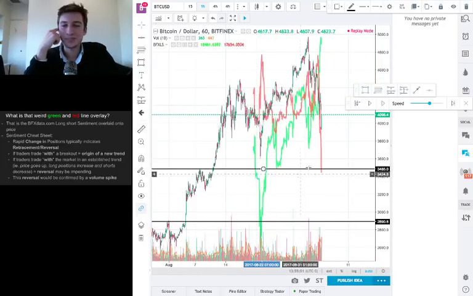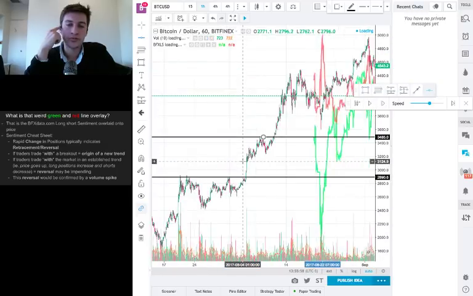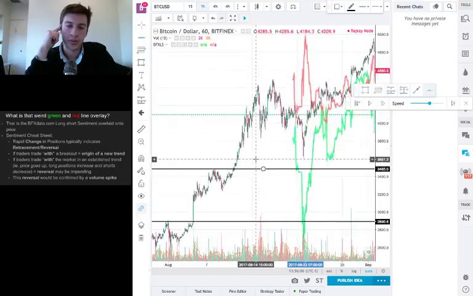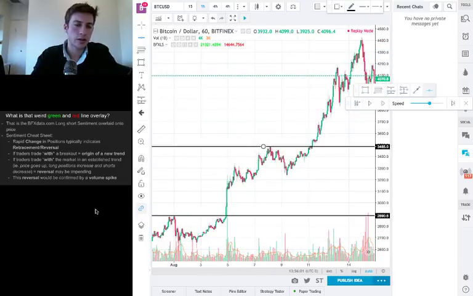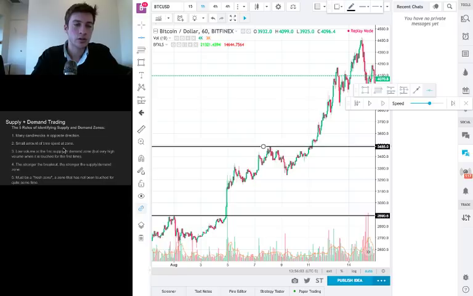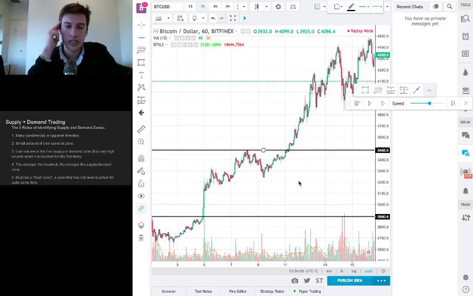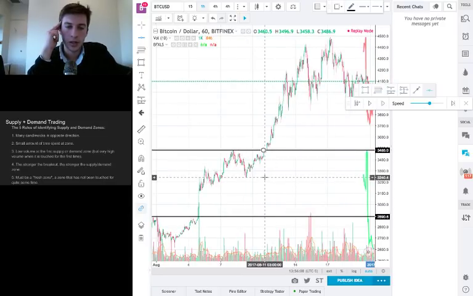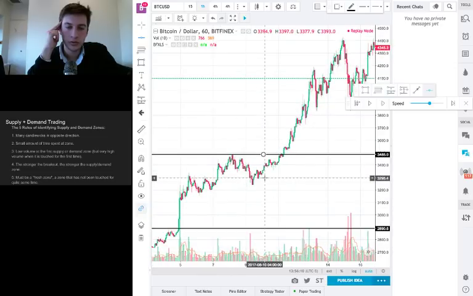Okay, and then we also have a demand zone. Let me just show you that demand. This demand zone, of course, but we also have another demand zone. You can read that as I chart this. So this also looks a bit like a demand zone here.